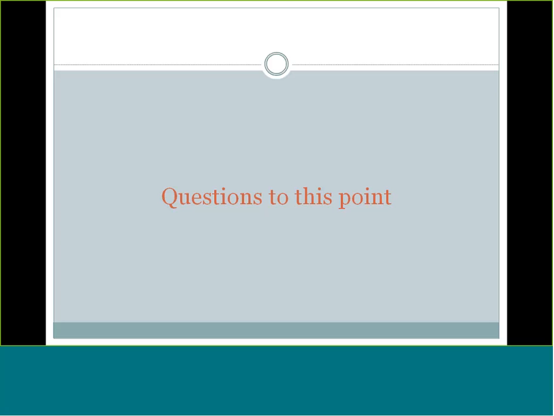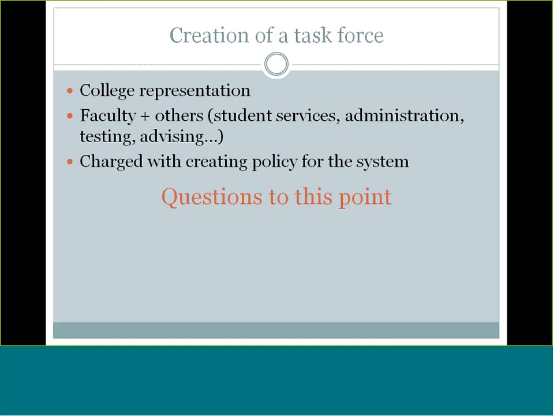Well, please, like Gail, type in questions as you have them, because I promise to stop and make sure we get them answered. So what we did as a system is we decided to create a task force of faculty, staff, and student services folks to really talk about what is it that we could do, what's even going on on the national scale, what's possible around developmental education reform.